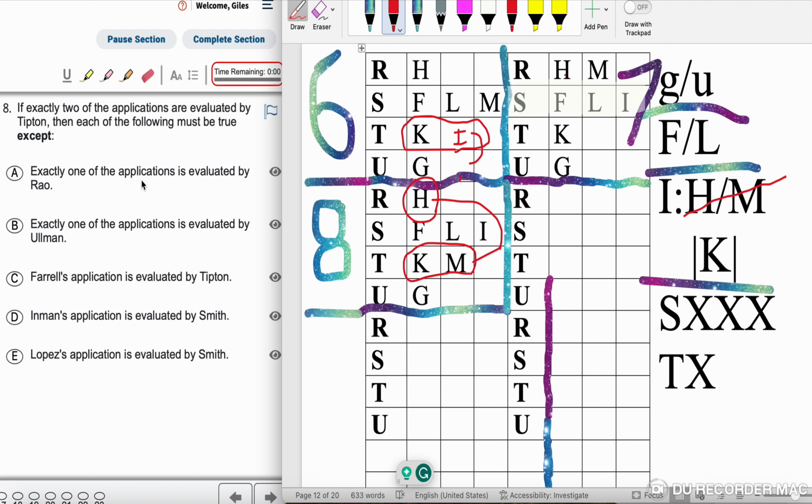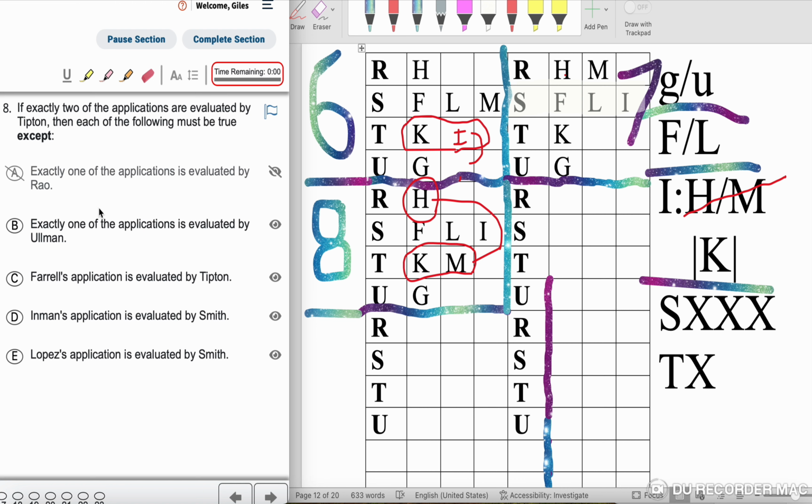Okay, so exactly one of the applicants is evaluated by R. That is true. Exactly one of the applicants is evaluated by U. That is true. F application evaluated by T. I don't see that in either one. D, I application evaluated by S. That is true, if you look right here. L application evaluated by Smith. That is true if you look right here. The only one I don't see is choice C. Since I don't see it, go ahead and select it.